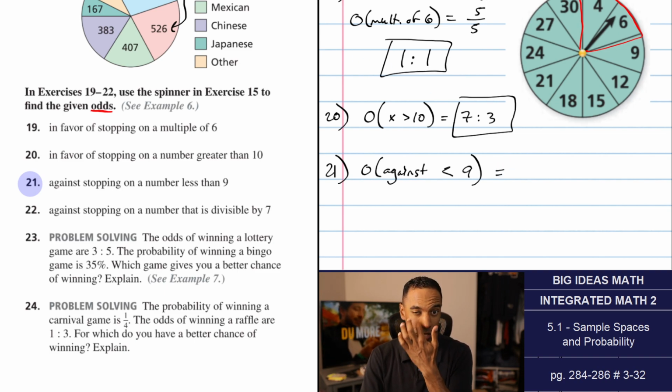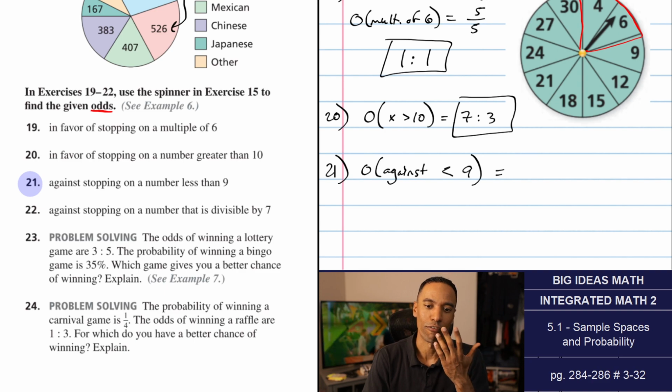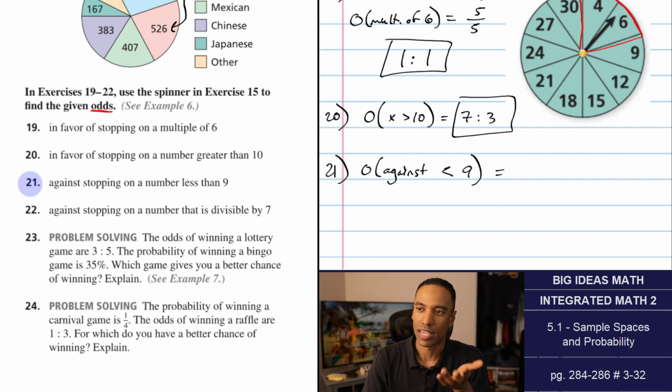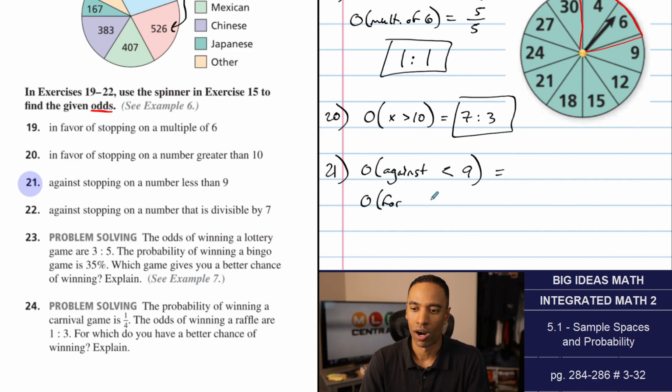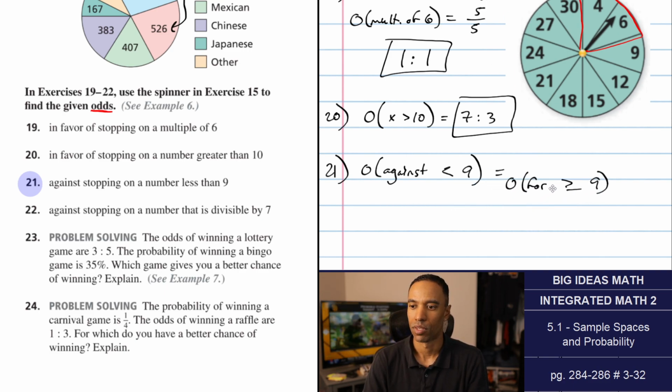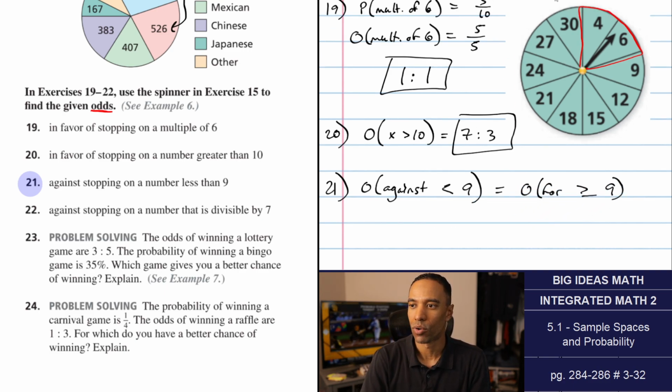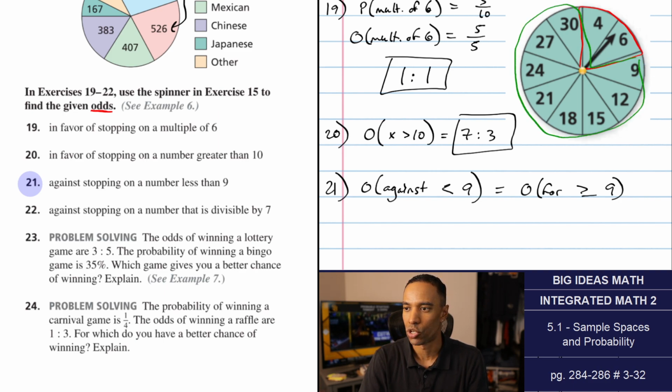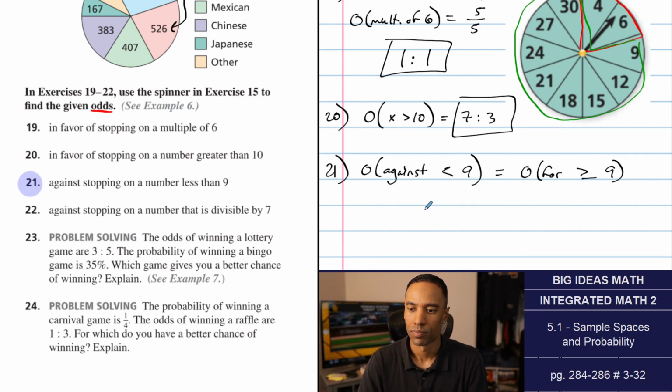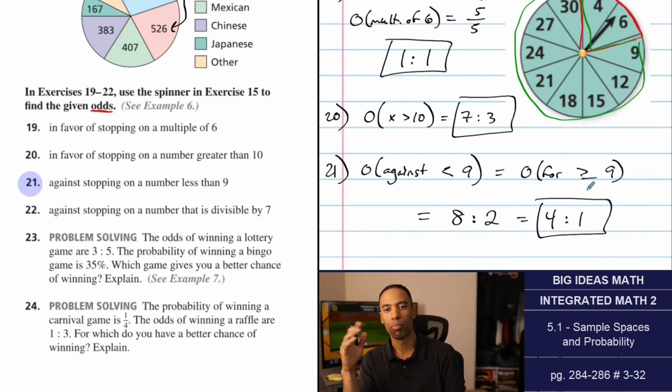So odds against less than 9, they're not for, they are against it. So odds against less than 9 is like the 1 minus 4. So odds for greater than or equal to 9 is the way that I want to put that. What are the odds for greater than or equal to 9? Here's the 4. That's 8 to 2, which reduces to 4 to 1. If you want to write it as a fraction first, you can, but we can also write the ratio and just do the division that way.